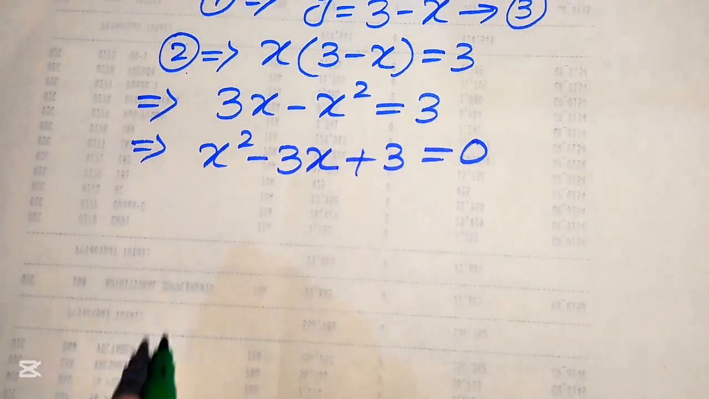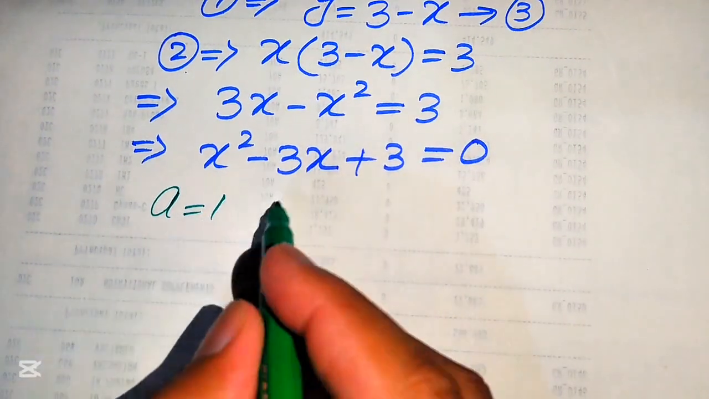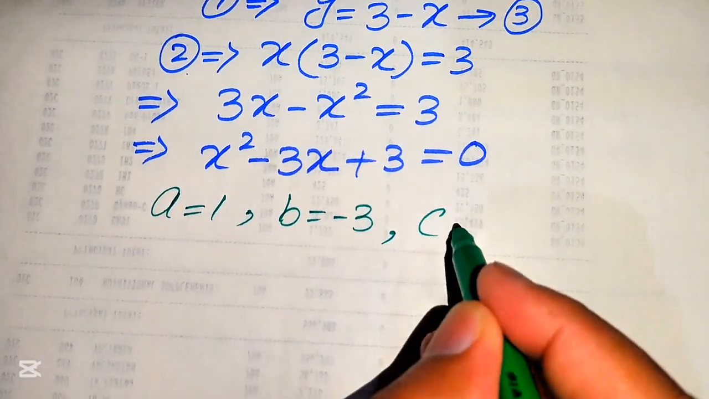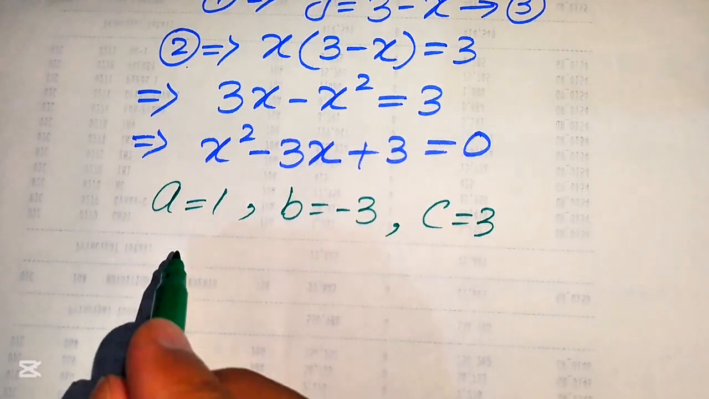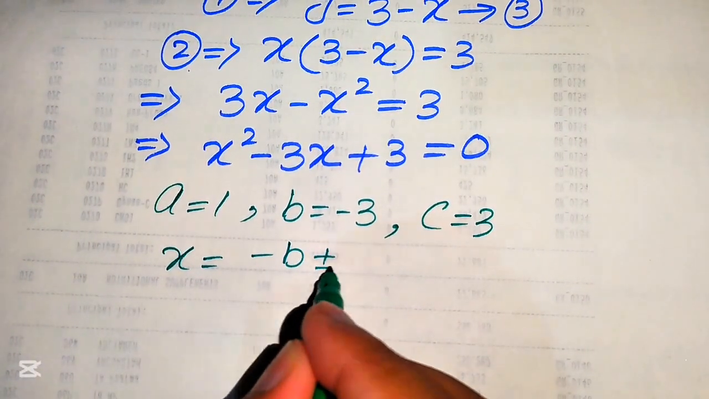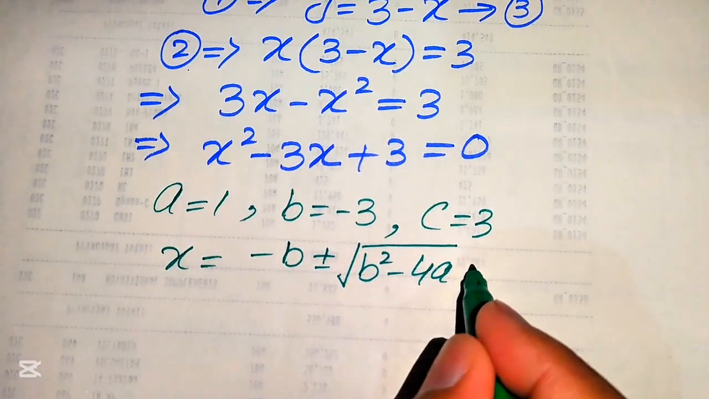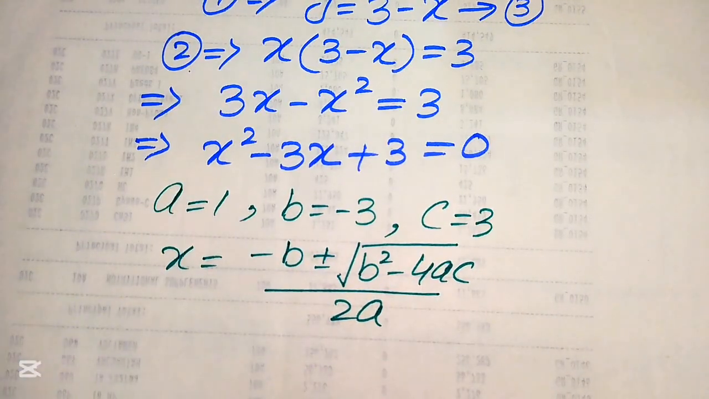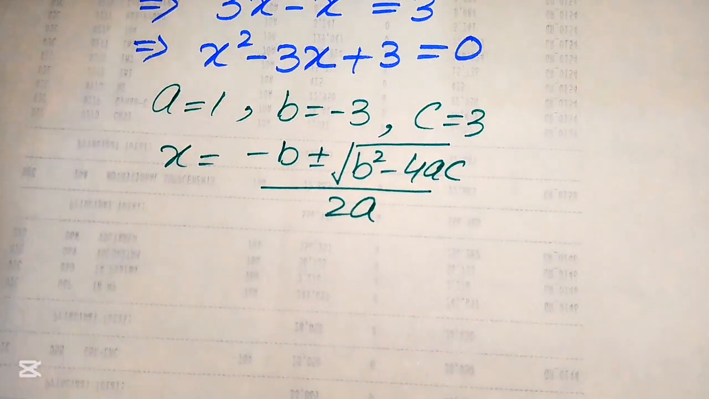So first we write the coefficients of this equation, and its coefficients are a equals 1, b equals minus 3, and c equals 3. And now state the quadratic formula as x equals minus b plus minus square root of b square minus 4ac, divided by 2a. So this is our quadratic formula.